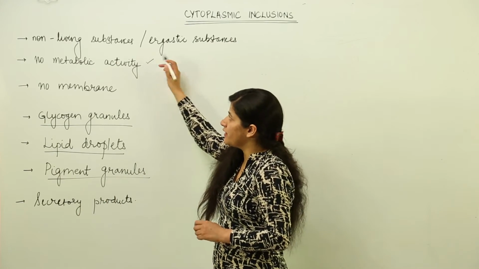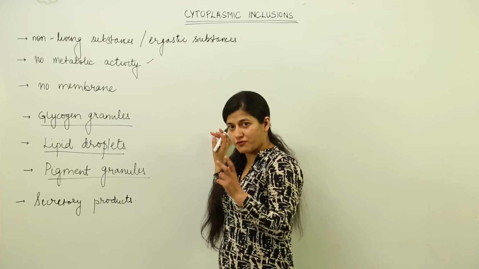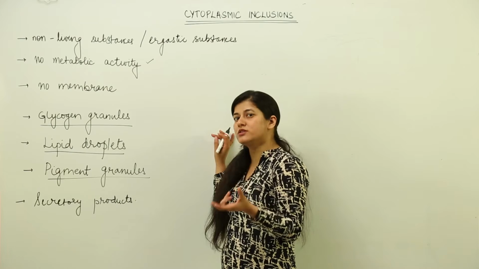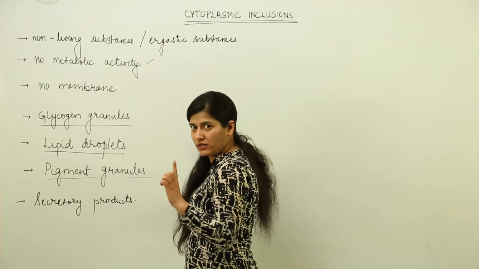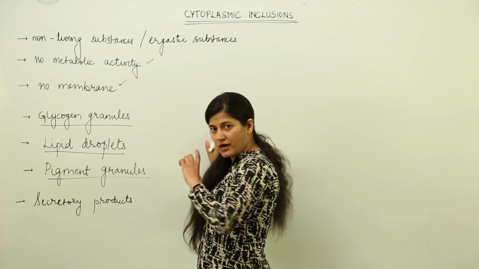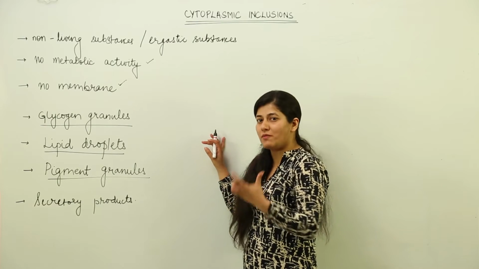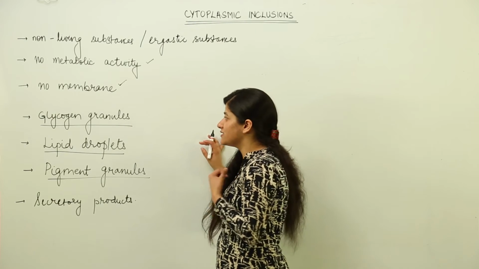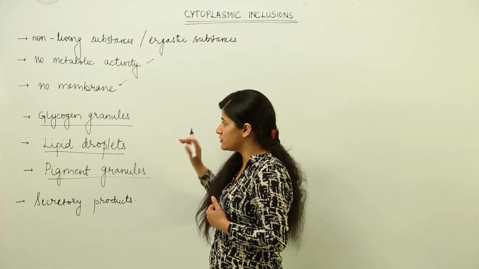Second point to remember is that these cytoplasmic inclusions won't be involved in any sort of metabolic activity which involves the breakdown, catabolism or anabolism, nothing, no such involvement in direct case. Then there is no membrane present around these cytoplasmic inclusions. That means whatever would be present, it would not be membrane bound, it would be present as it is in the cell. So what are the cytoplasmic inclusions? We need to see that.